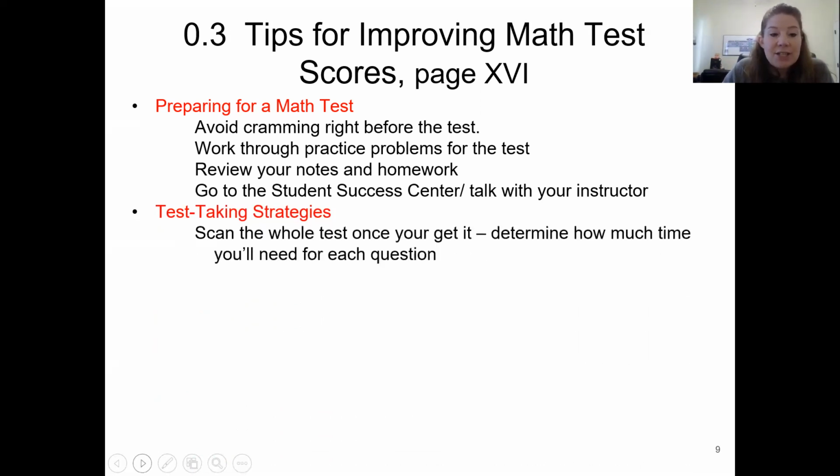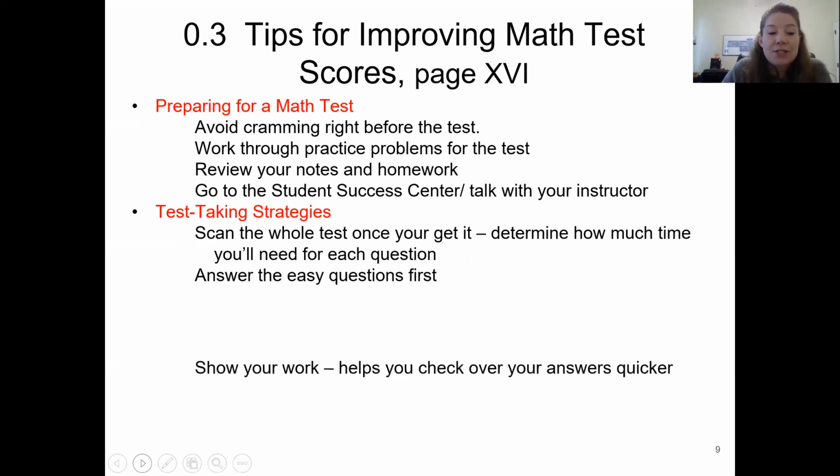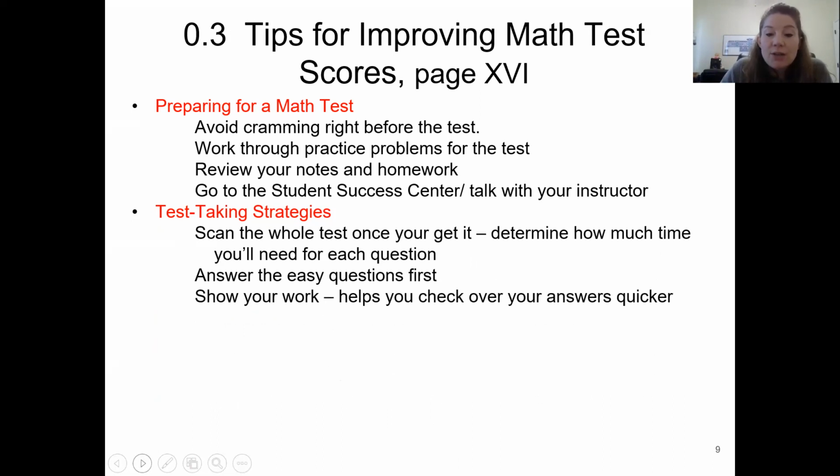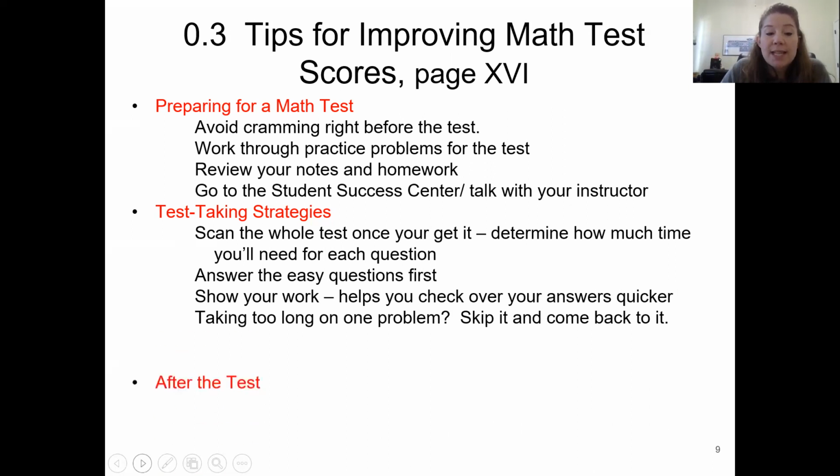Some test taking strategies: scan the whole test once you get it. Determine how much time you'll need for each question. Next thing, answer the easy questions first. Some people may think that you should jump to the hard problems and spend more time there, but no, answer the easy questions first. Show your work. So when you check back over your answers the second time before you turn the test in, if you have all your work right in front of you, that'll save you a lot of time. If you're taking too long on one problem, skip it and come back to it. Don't waste all your time on just one problem on the test.